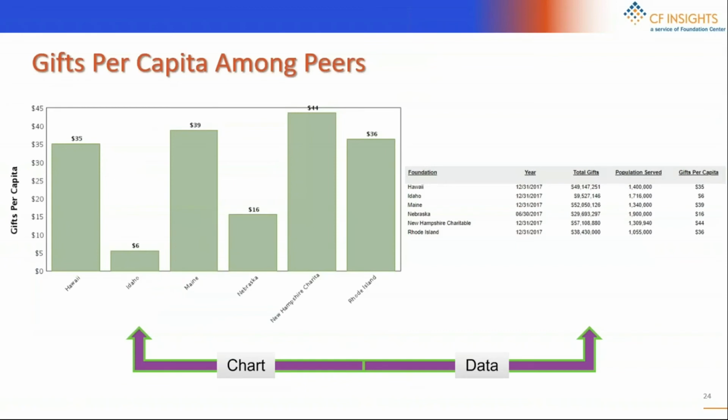So here's a quick look at the gifts per capita report. This is a look at a few community foundations that are statewide. So that includes Hawaii, Idaho, Nebraska, New Hampshire, Maine, Rhode Island. All of our reports, just like on the Columbus Survey Results dashboard, are viewable as a chart or as a data table. So on the left, you see an example of a generated report that's on demand.